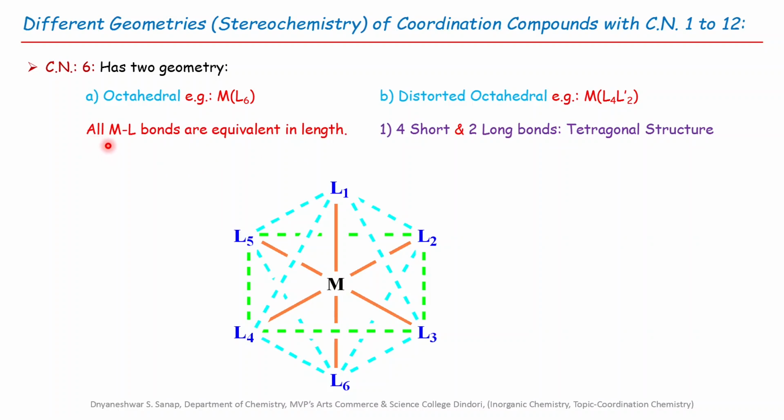That is, all the metal ligand bonds are equivalent in length for octahedral complexes, and for distorted octahedral complexes, when 4 bonds are shorter and 2 bonds are longer, then the structure is called tetragonal structure. Similarly, when 4 bonds are longer and 2 bonds are shorter, then the structure is known as trigonal structure. Basically, there is a difference between the structure and the geometry.